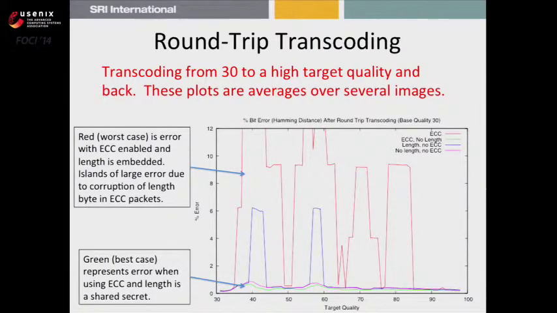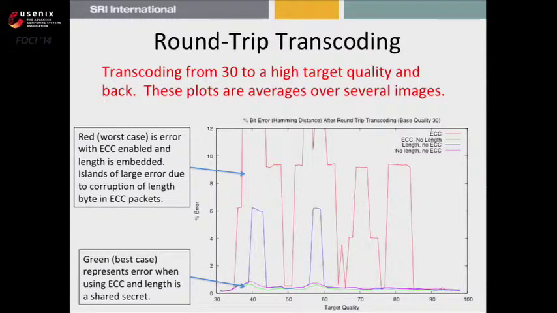And the other thing I want to point out is that this is a transcoding test where we're starting at base quality, JPEG quality 30, and transcoding to some other quality here and then back to 30. So we want to see how the message survives that transcoding round trip. What's happening with the red is ECC with length embedding, and what we think is happening is that the length byte in each ECC packet is being corrupted.